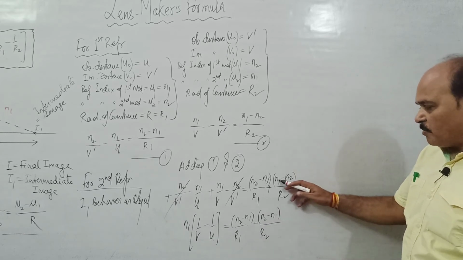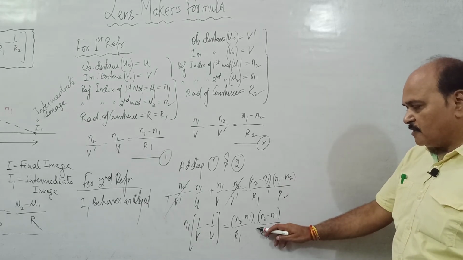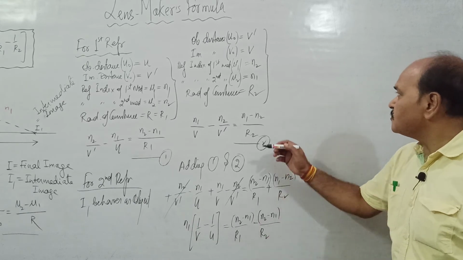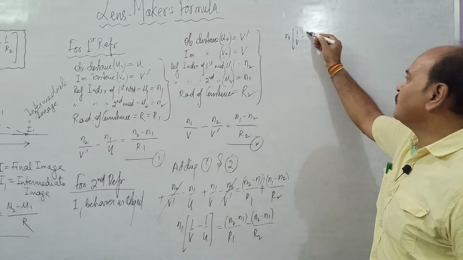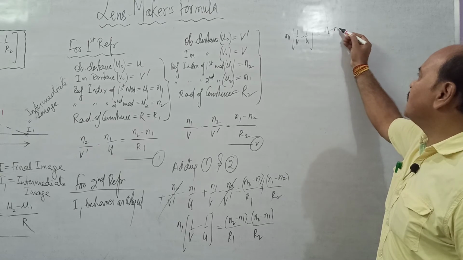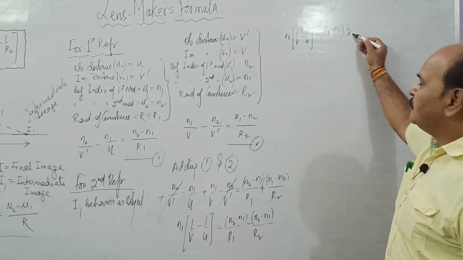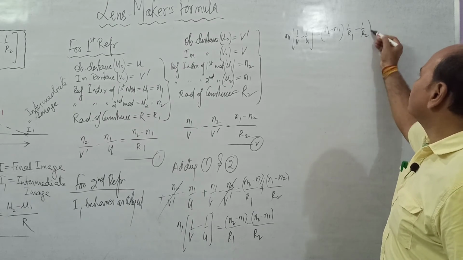So if we take minus common from the numerator, it becomes n2 minus n1, like this. Now from both the terms we can take n2 minus n1 as common. So what do we get? n1 times 1 upon v minus 1 upon u is equal to n2 minus n1, and in the bracket we get 1 upon R1 minus 1 upon R2.